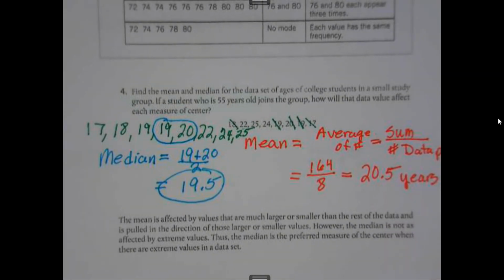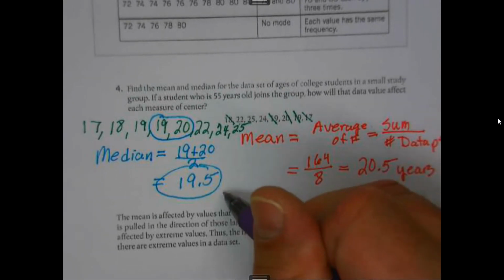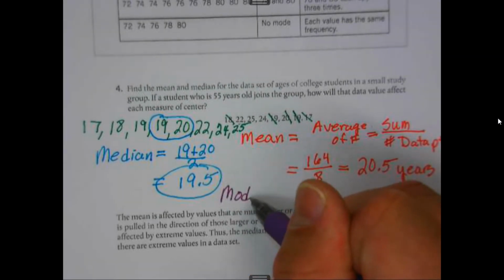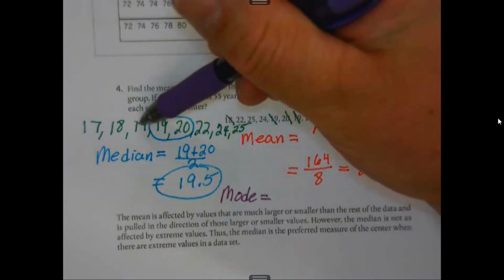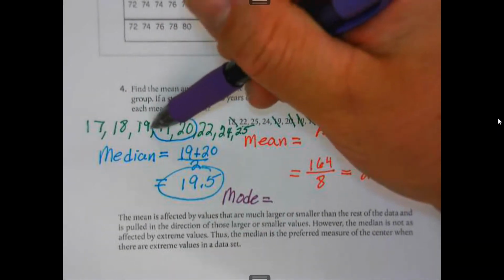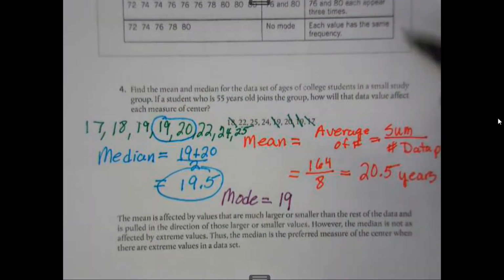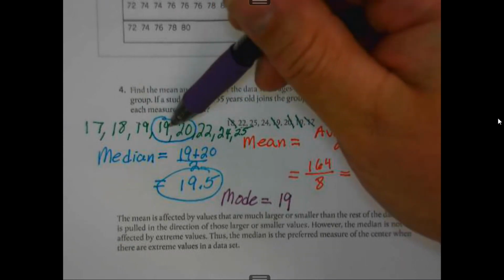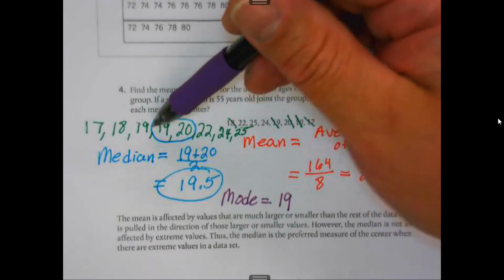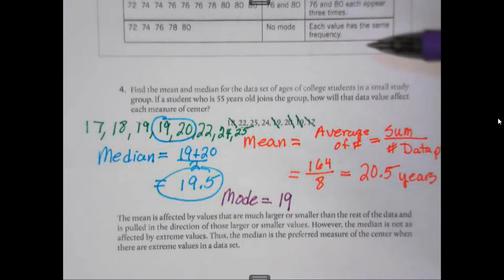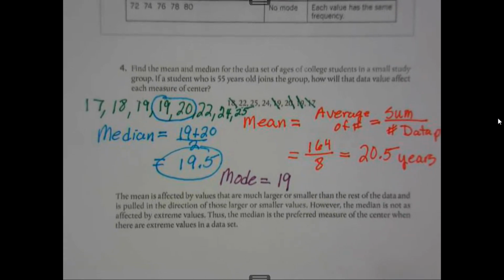Now, if they were asked for the mode, remember the mode means most. The most times a data point occurs is the number 19. So that's our mode. Now, if 19 didn't have two of them, if there was only one 19 data point, then we wouldn't have a mode. Okay, so there's the mean, median, and mode.